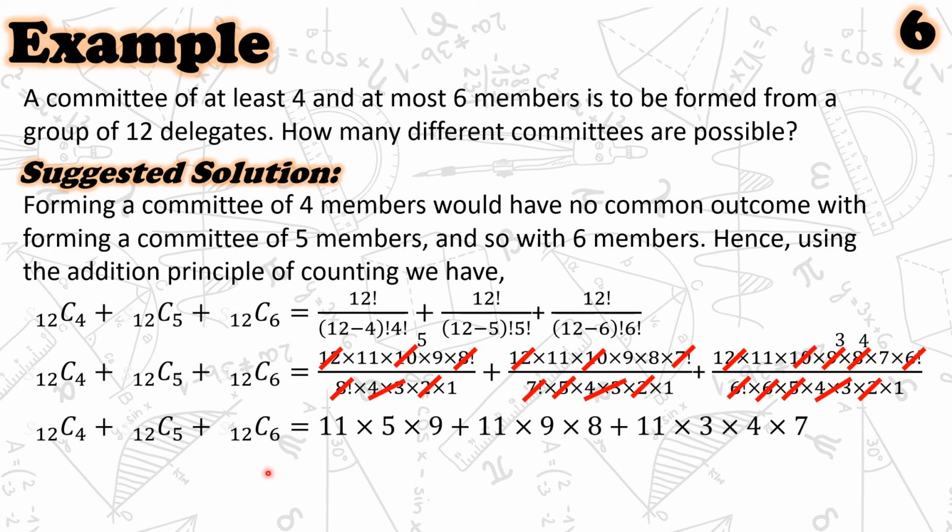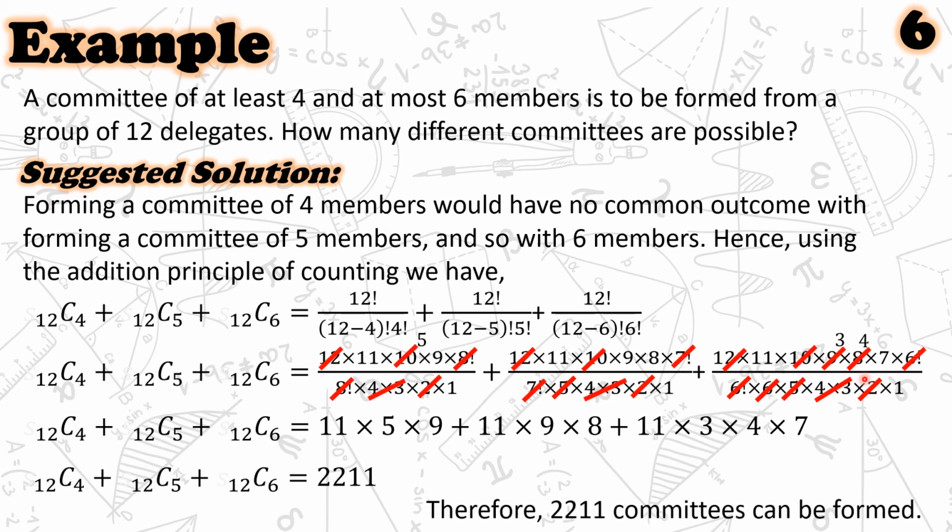Next, we have 11 times 5 times 9 plus 11 times 9 times 8 plus 11 times 3 times 4 times 7 left in the notation, and this is equal to 2211. Therefore, 2211 different committees may be formed.